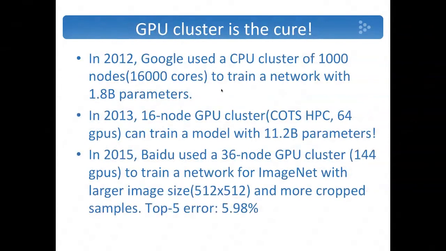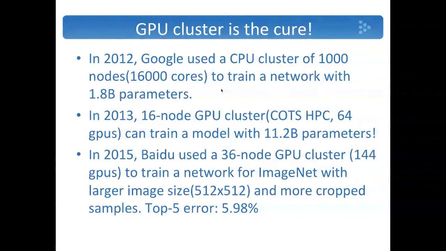Okay, let me show you some success stories about training huge neural networks. In 2012, Google used a CPU cluster of 1,000 nodes, 16,000 cores in total, to train neural networks with 1 billion parameters. It is the famous Google Brain project that they used to recognize YouTube video frames. But in 2013, a research group from Stanford used a GPU cluster with only 64 GPUs, and they could train the same model as Google Brain, but their model is 10 times larger, with 10 billion parameters.